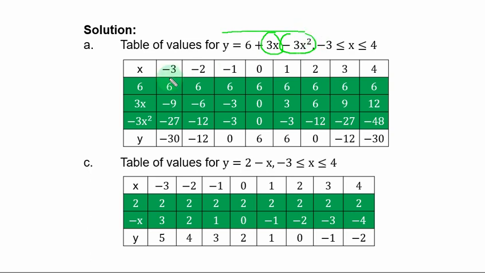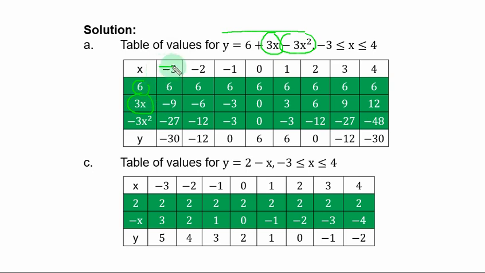Going by the order of the equation, you meet 6 first. 6 is a constant, and as such, you write it under each value of s. So you have 6, 6, 6, and so on. Next thing is to get 3s. To get 3s, you simply multiply each value of s by 3.